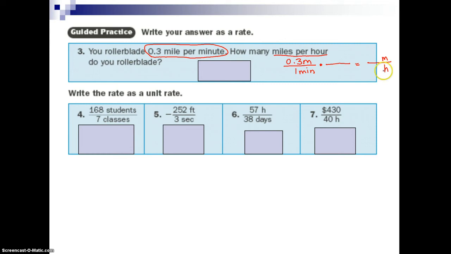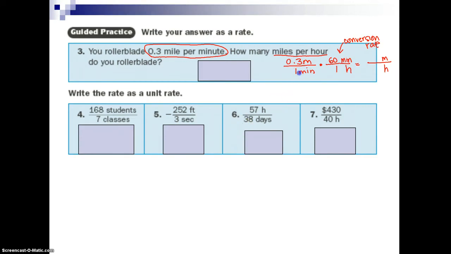Because we eventually want to end up with hours in the denominator, our conversion rate, again, this fraction is called your conversion rate. We want to put hours in the denominator and minutes in the numerator. There is 60 minutes in 1 hour. Go ahead and pause the video and solve this problem.